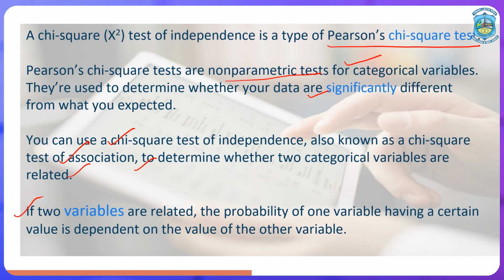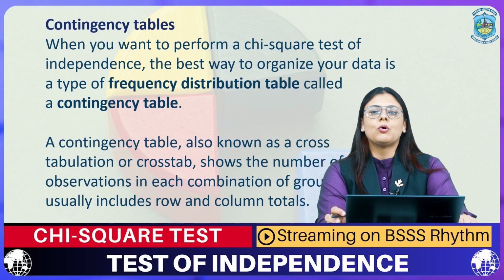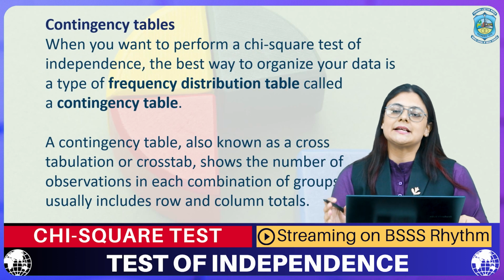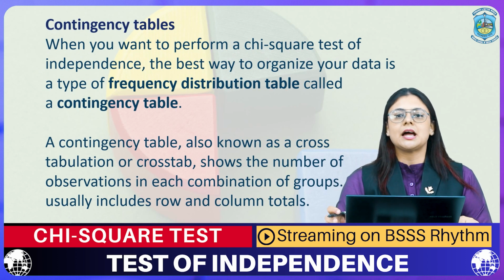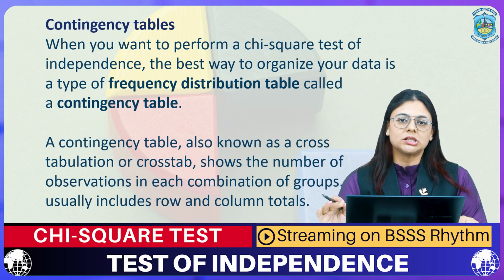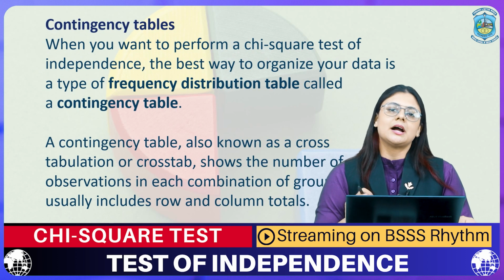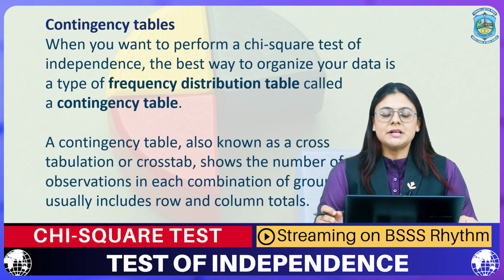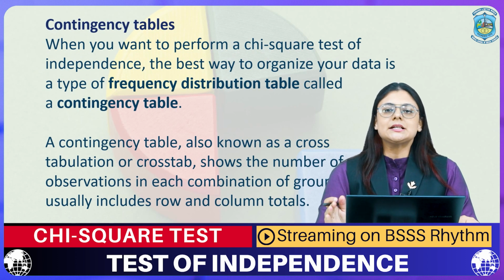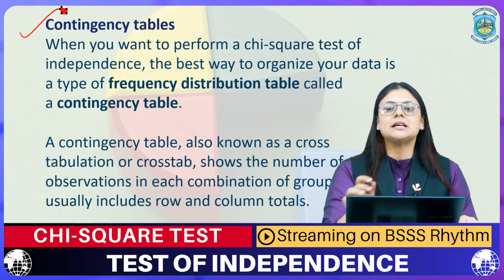If two variables are related, the probability of one variable having a certain value is always dependent on the value of the other variable. Now, before I go on to do a numerical example with you, let us first understand one very important term related to the chi-square test of independence. That means, how do you organize the data into contingency tables?